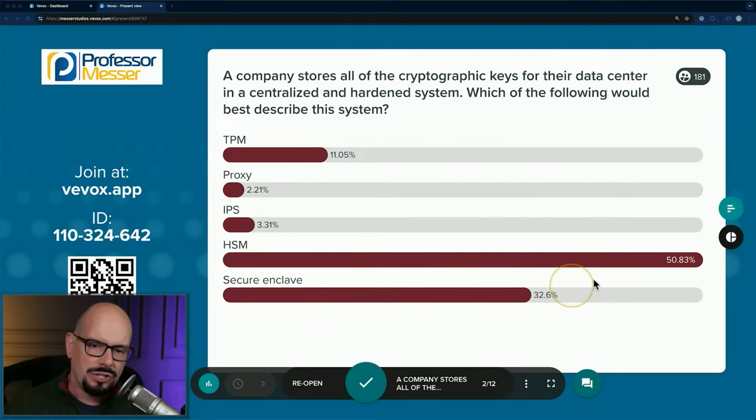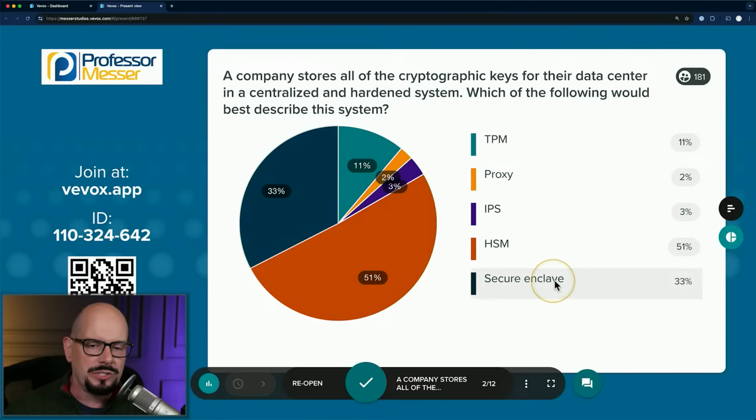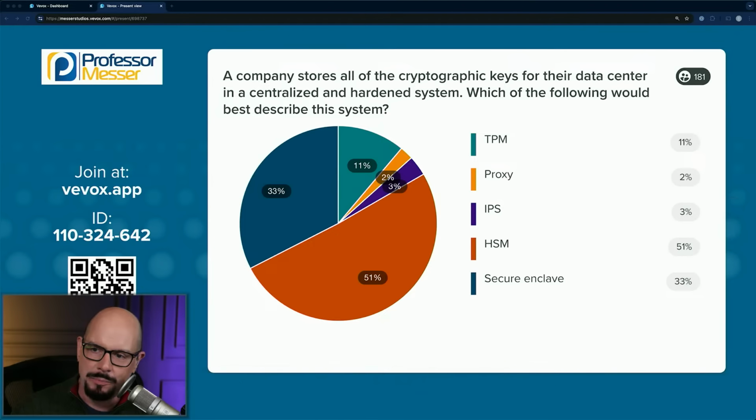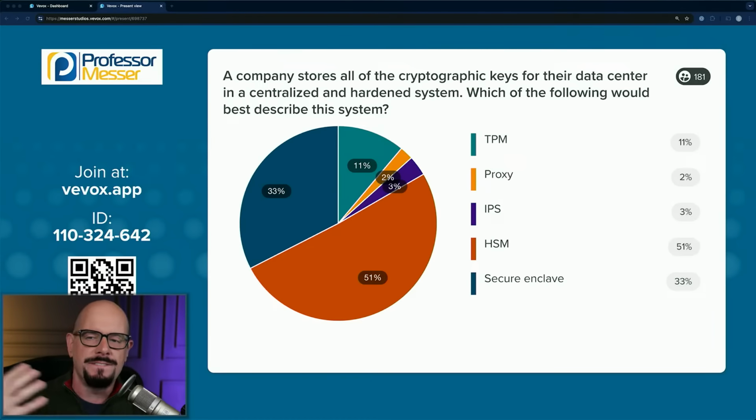We have 32% of you, let's do a pie chart so we can see this a little bit better. 33% of you say it's a secure enclave. We have 11% that say TPM, 3% say IPS, and 2% say proxy. So this is one of those questions where you really have to understand the devices that we use for security.